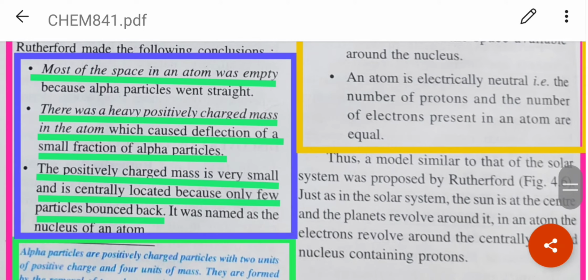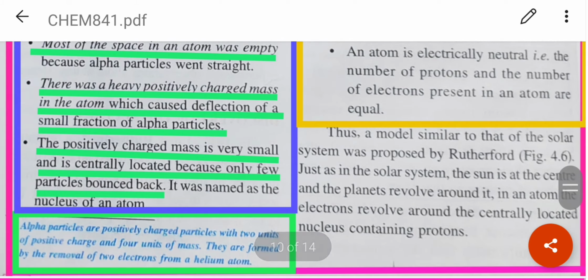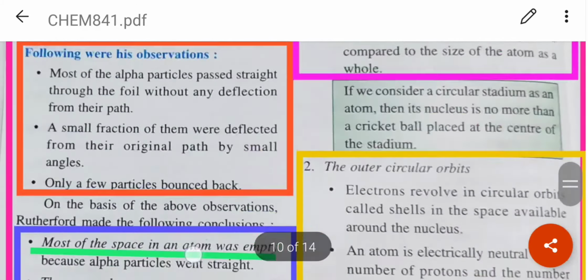Most of the space in an atom was empty. Why? Because alpha particles went straight. There was a heavy positively charged mass in the atom, which caused deflection of a small fraction of alpha particles. And then the positively charged mass is very small. Why? Because only few particles bounced back. Okay, and it was named as the nucleus.